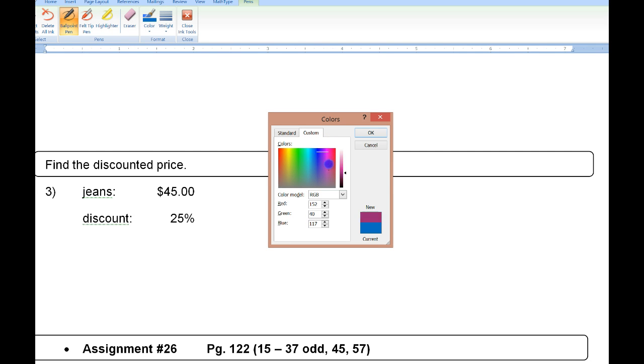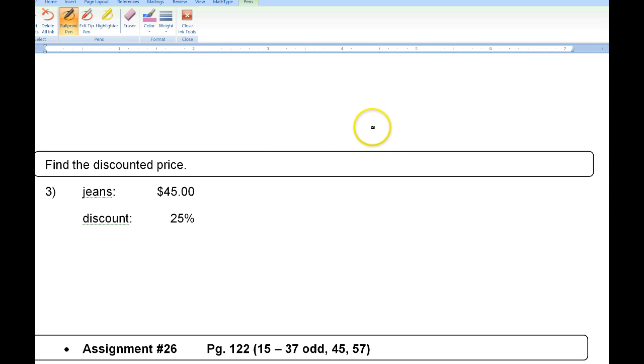All right, so this one is a discounted price. We have jeans that are $45, and it's a 25% discount. So basically, the only difference between this and the last one is instead of a plus sign, it's a minus sign. We want to make that a minus sign. Good.